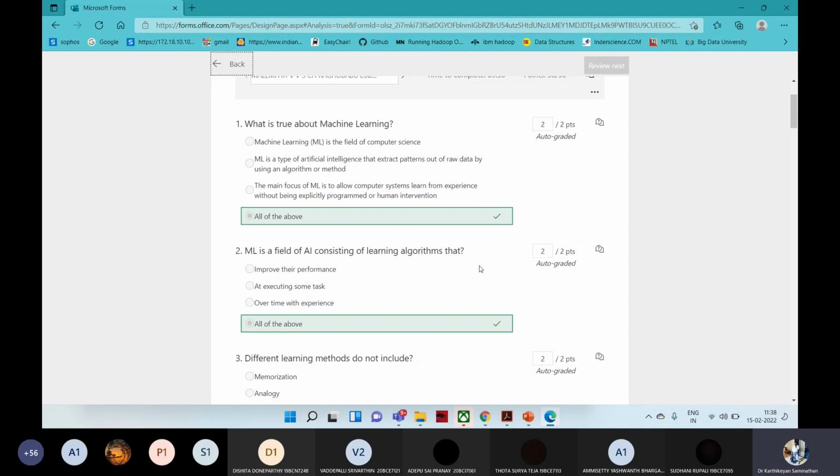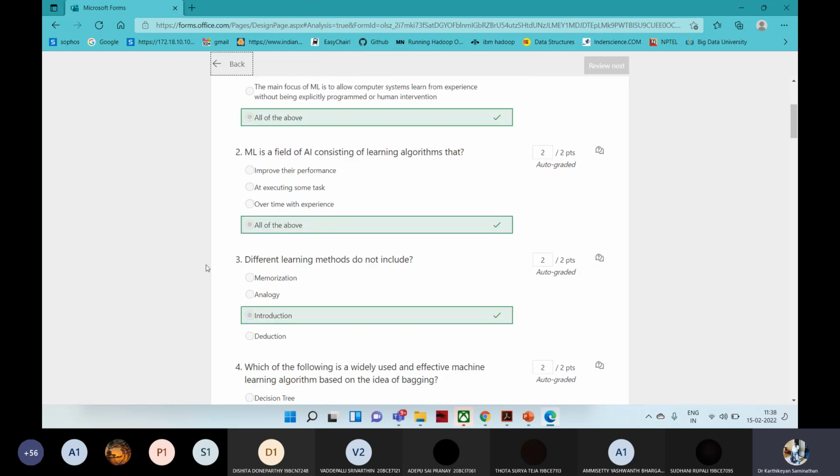So what is true about machine learning? All the points are true about machine learning. It is a field of computer science, a type of AI. It focuses on allowing the computer to learn from experience. So the answer is all of the above. Second question: ML is a field of AI, consisting of learning algorithms. Is that all of the above? The main purpose of ML is the same: improving performance at executing some task over time with experience.